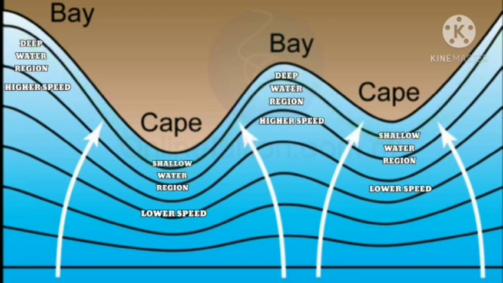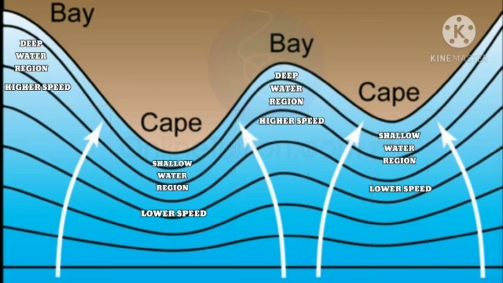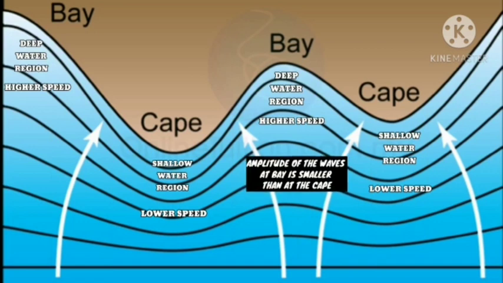Refraction of water causes water wave energy to converge towards the cape. Water wave energy diverges from the bay and spreads out to a wider region. Thus, the amplitude of wave at the bay is smaller than at the cape.